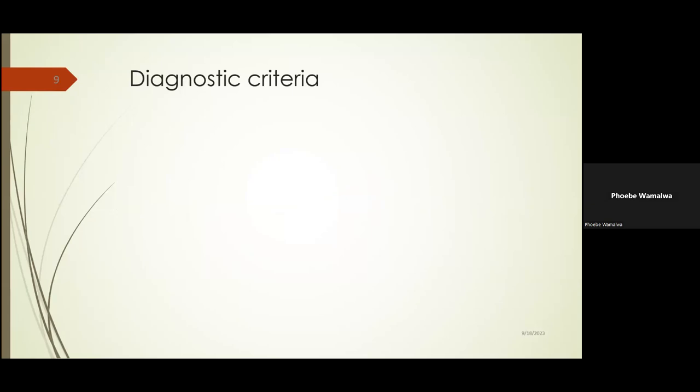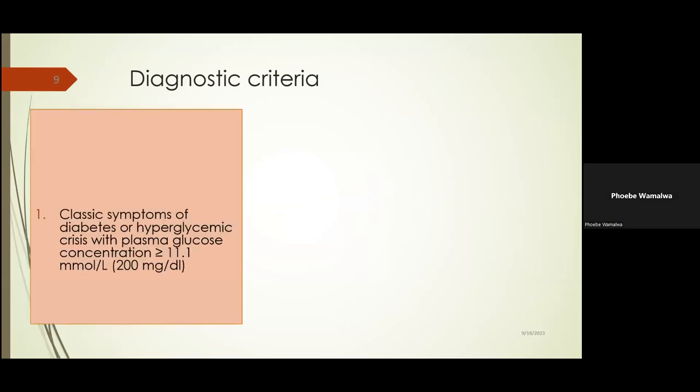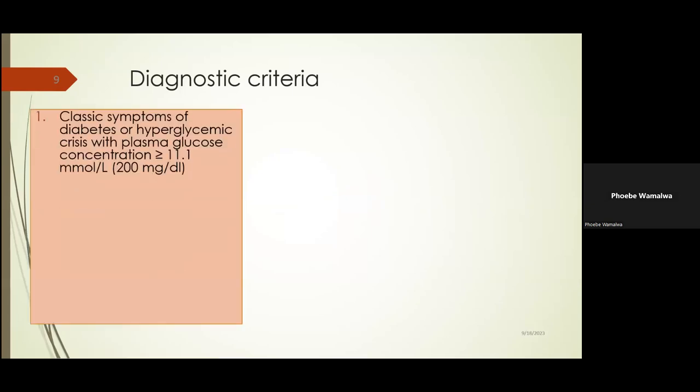So how do we diagnose diabetes? And it's good that when I was joining this, I saw the first question that came into the chat was, how do I make a diagnosis in a resource-limited setup? I mean, a rural hospital. So how do I make a diagnosis without a laboratory? So I think this is a good place to be at.